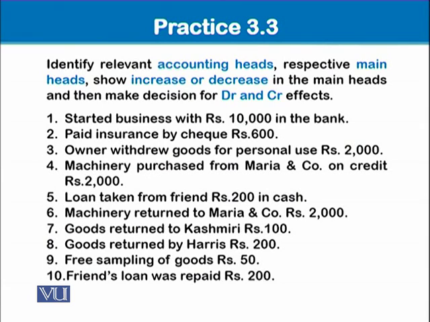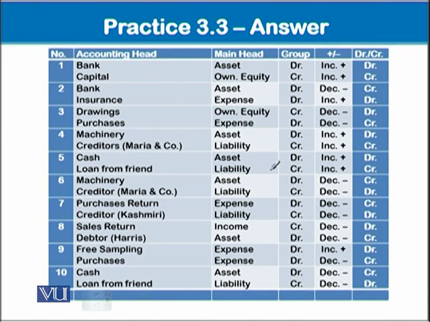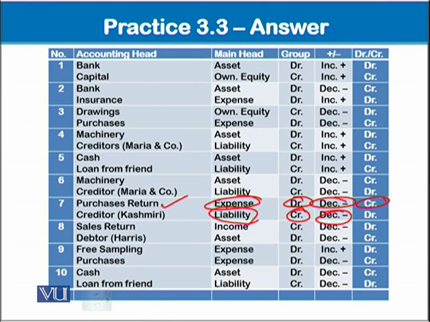Transaction number 7. Goods returned to Kashmiri rupees 100. Well, here we are returning goods. When we are returning goods, means these are purchases returned. So, since purchases were expenses belonging to debit group, when we are returning goods, it will be decreasing our expenses, so would be credited. And obviously it will reduce our liability. When credit member is reduced, it would be debited.